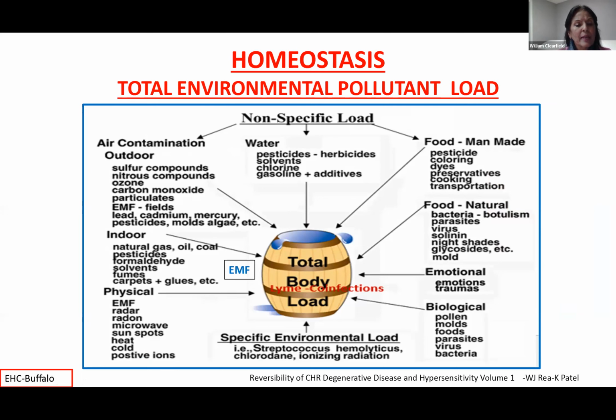EMF radiation, radon gas, microwaves, as well as the natural gas oil, pesticides, formaldehyde, solvents, fumes, and carpets. The food has man-made chemicals, natural chemicals, as well as the biological pollutants and emotional trauma as described here. For your detailed instructions, you can make a copy of this slide and see what applies to your patient. And so far as the specific environmental load is concerned, it can be Streptococcus, Pseudomonas, or Lyme and co-infection, or mold and mycotoxin, chlorine, or ionizing radiation.